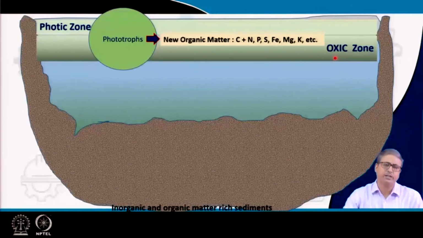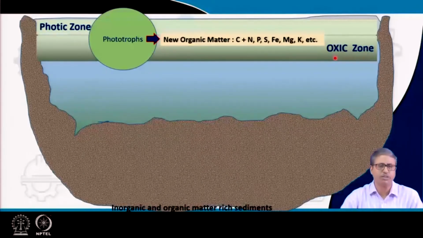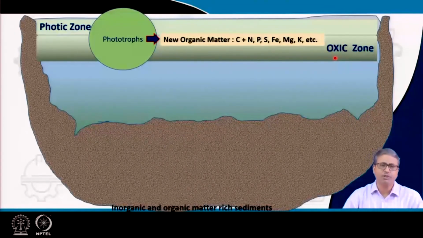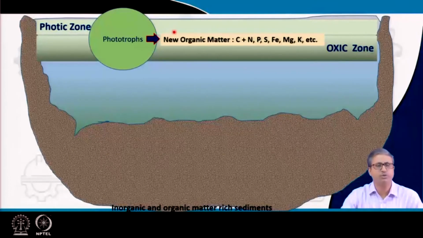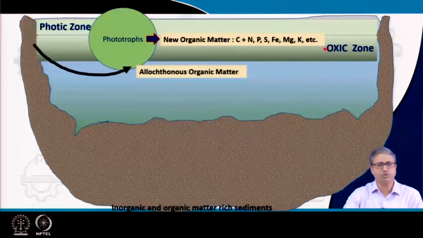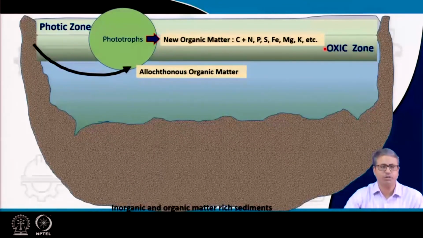It is also a fact that the utilization of oxygen by aerobic microorganisms will further reduce the oxygen level. So, the oxic zone might have a gradient within itself, but for our simplicity we are not considering the gradient at this moment of time. We are just considering that along with the photic zone there is the oxic zone. Now, within this oxic zone there are certain very important activities from the microbial point of view.